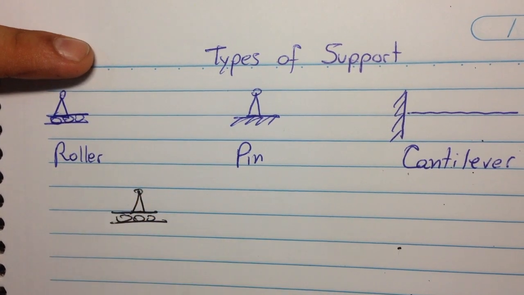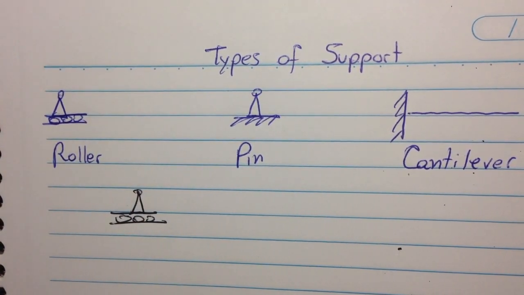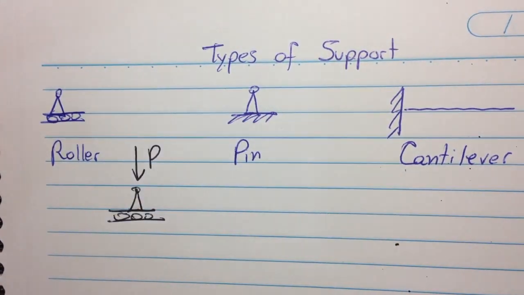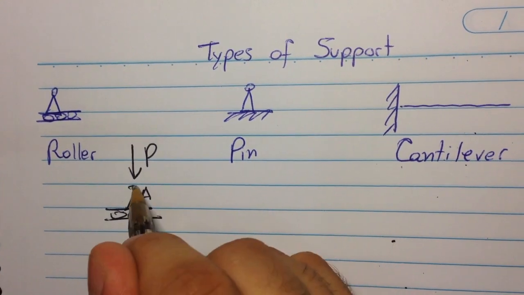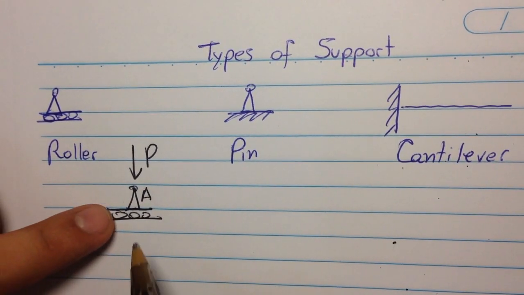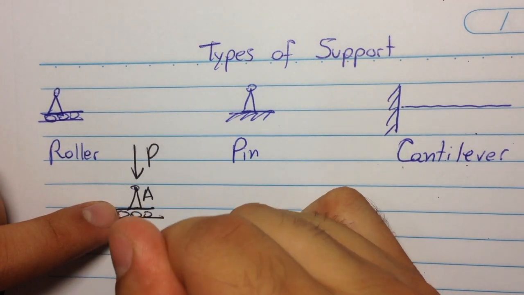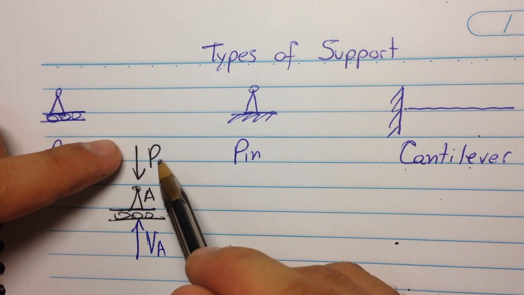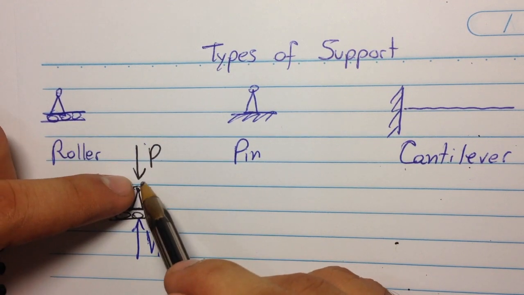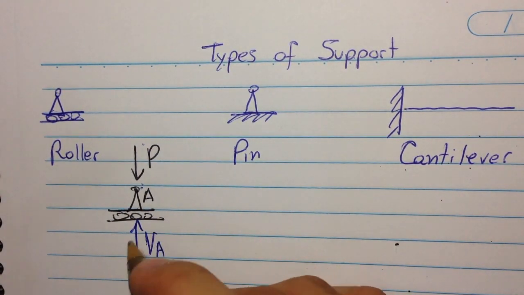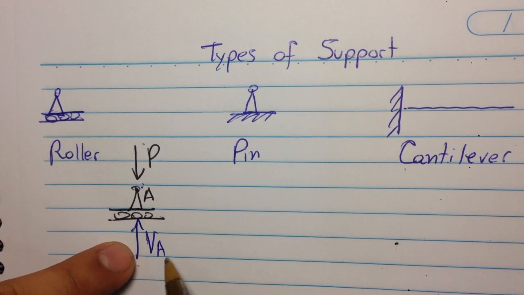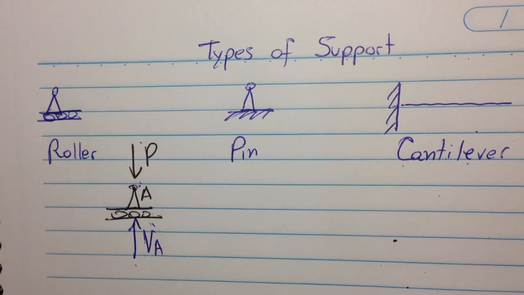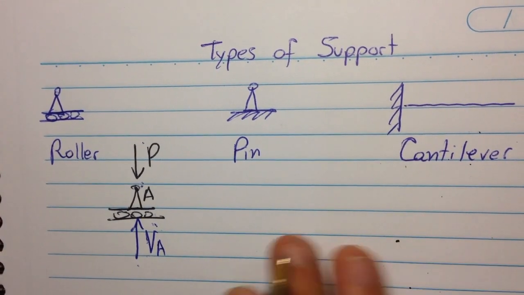The roller support restrains just vertical reactions or vertical loads. What that means is, if we apply a load here, let's say P, and let's call this point A, this support is going to generate a reaction called VA. It doesn't matter if this load comes from up to down or down to up. We're always going to generate a reaction called VA. It can be in an upwards or a downwards direction. It just depends on which kind of load you're having.